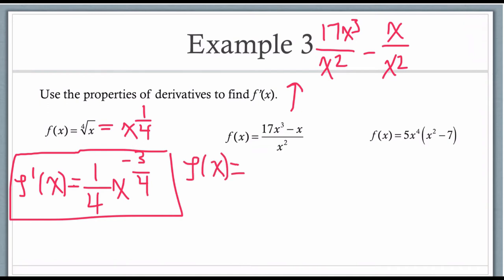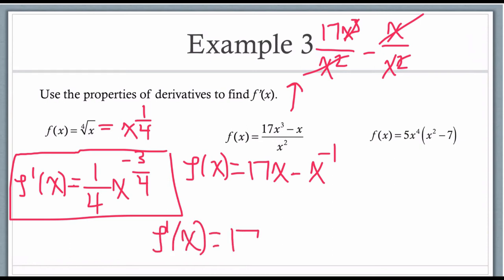So f of x is now 17x minus 1 over x. And 1 over x we already talked about is really x to the negative 1. So you can even rewrite that from the start. So my derivative here is 17 plus x to the negative 2.